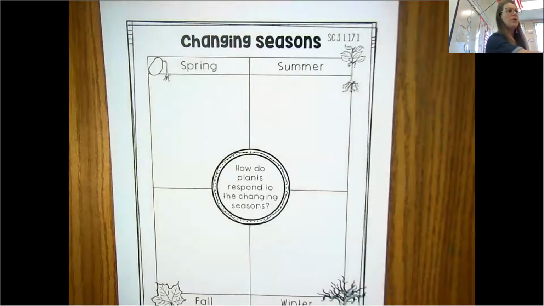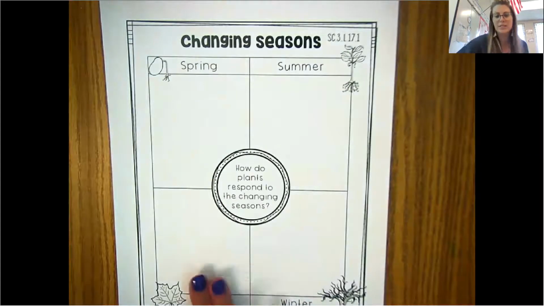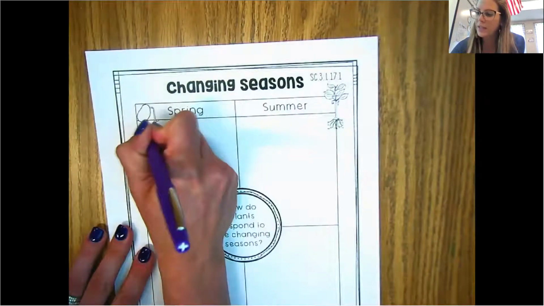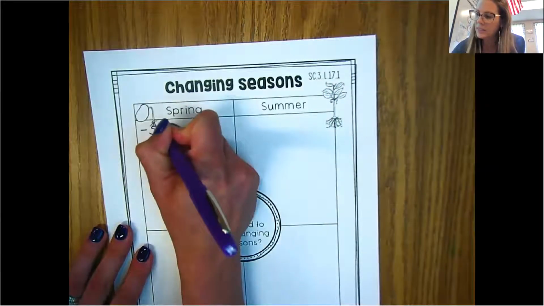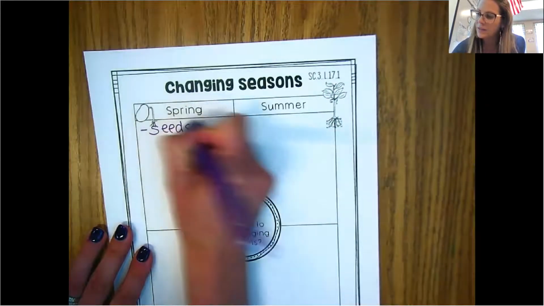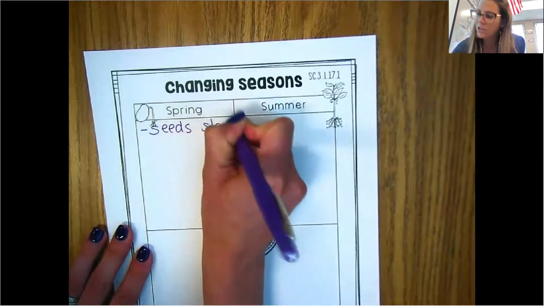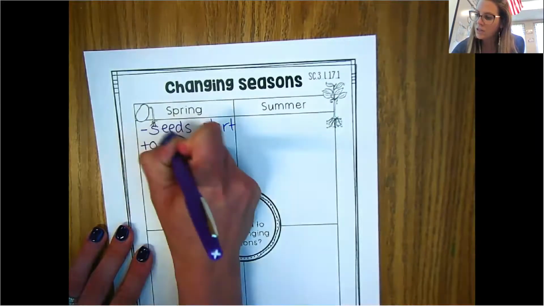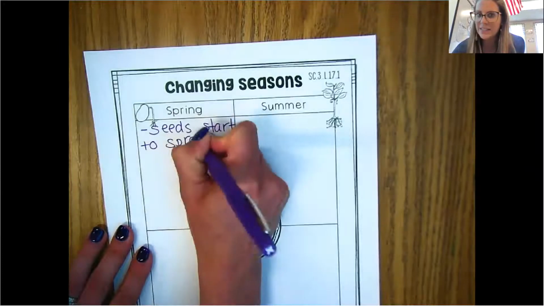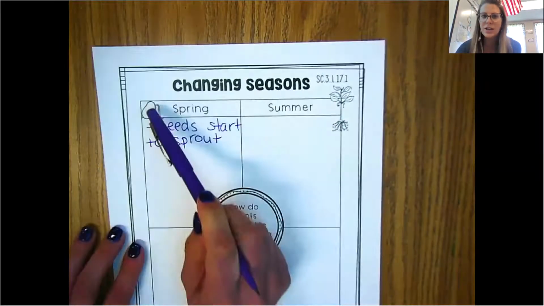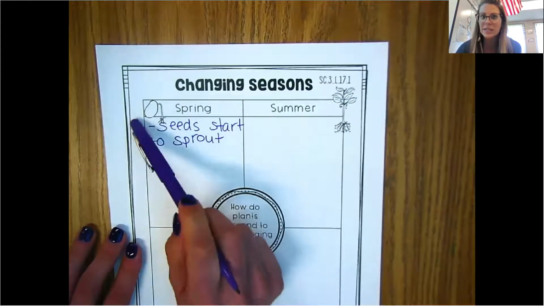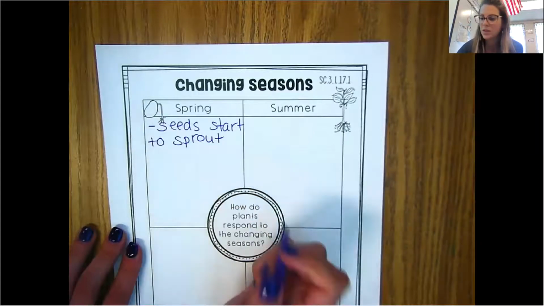All right, so for spring, what could we write? What happens during spring? Do you remember? Well, the seeds start to sprout, right? So under spring, let's write seeds start to sprout. And that is actually what this picture is. The seed is starting to sprout.